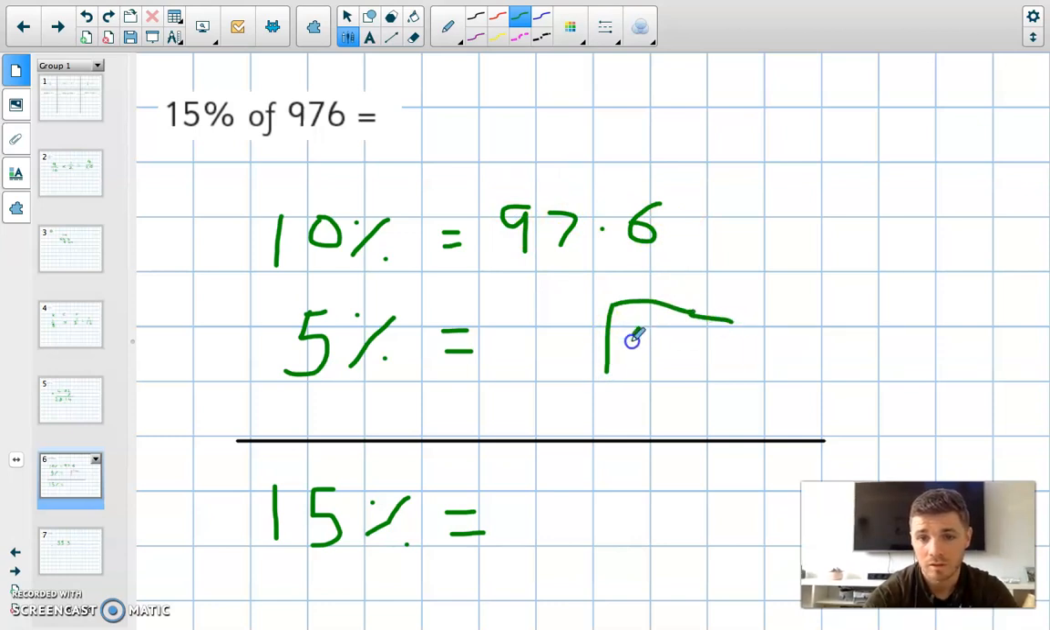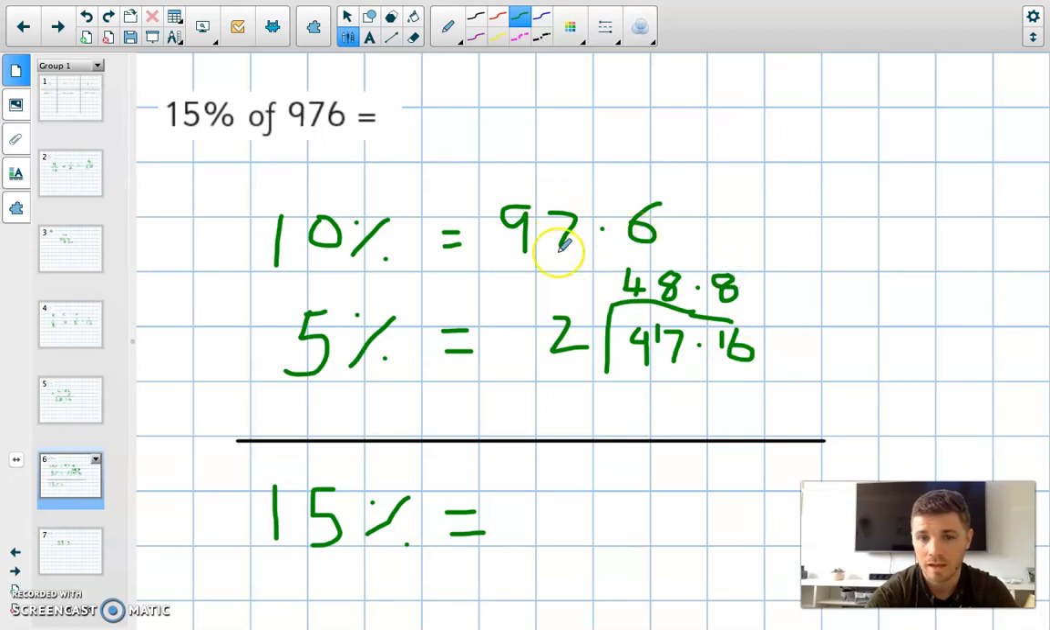So 97.6 goes into the bus stop, excuse my dodgy drawings, and 2, because you're halving it, goes on the outside. So how many 2's are in 9? Well, we know there are 4, remainder 1. How many 2's are in 17? Well, I know that there are 8, remainder 1 again. Remember to carry the dot up. And how many 2's are in 16? Well, I know again there are 8.